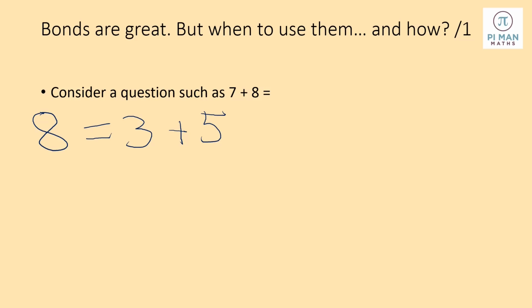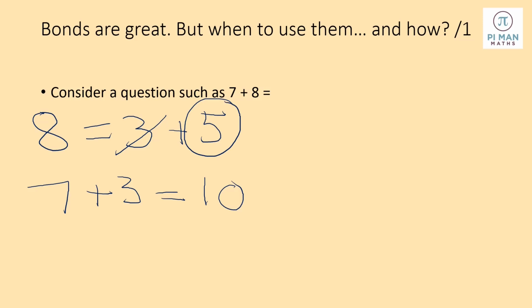Well, here's why. 7 plus 3 equals 10. So I've used the 3 out of the 8, so now I've just got this 5 here left to add to the 10 here. Adding something to 10 is a really easy thing to do. Children need to be told and shown how easy it is, but it is a really easy thing to do. So 5 plus 10 equals 15. So there's our answer. 7 plus 8 equals 15.